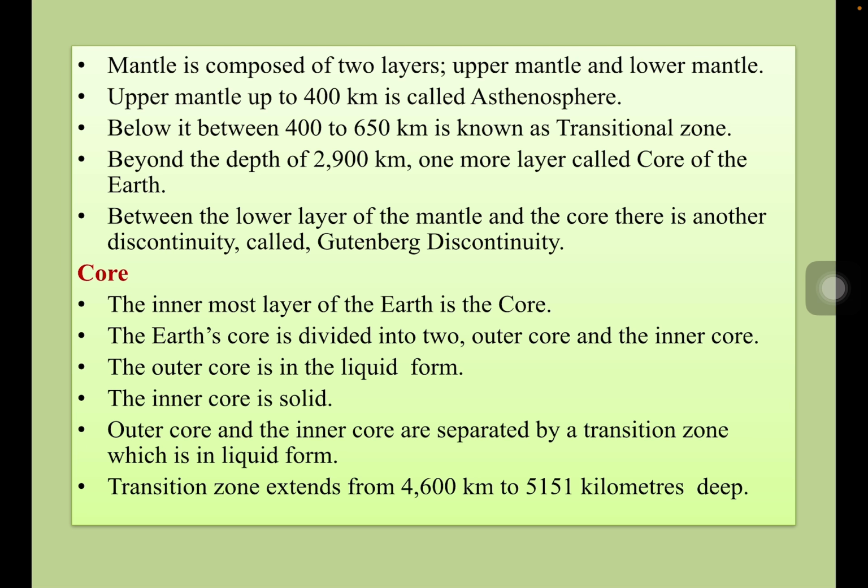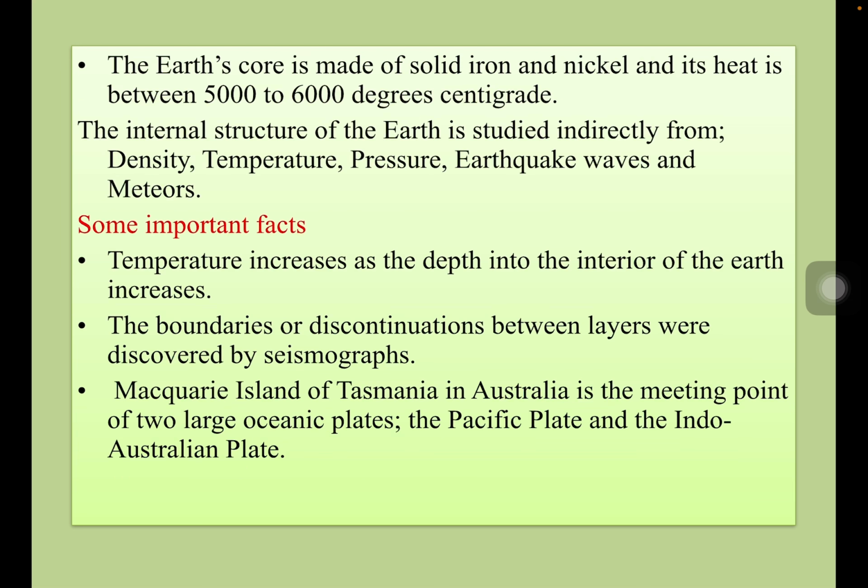Outer core and inner core are separated by a transition zone which is in liquid form. Transition zone extends from 4600 kilometers to 5100 kilometers deep. The earth's core is made of solid iron and nickel, and its heat is between 5000 to 6000 degrees centigrade.